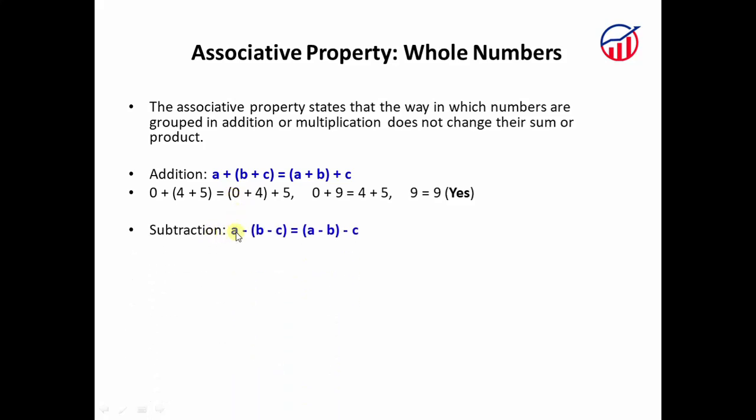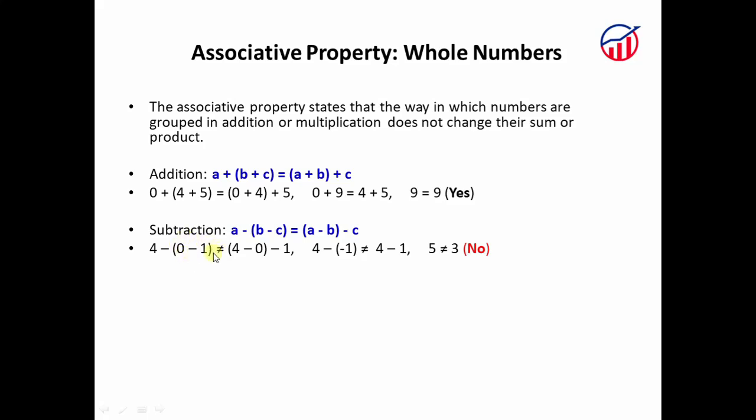Next move on to subtraction. a minus b minus c is equal to a minus b minus c. You are again doing a grouping of 2 numbers separately, and you are checking out the result. These are the numbers over here: a is 4, b is 0, c is 1.